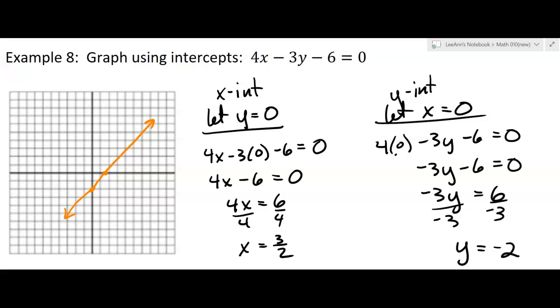Maybe I can draw a line. Okay, so you get a ruler for that. And that's what the line looks like.